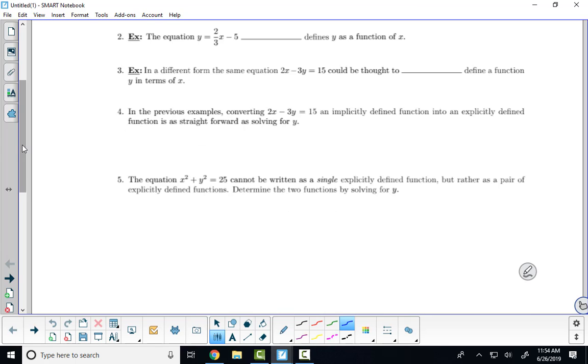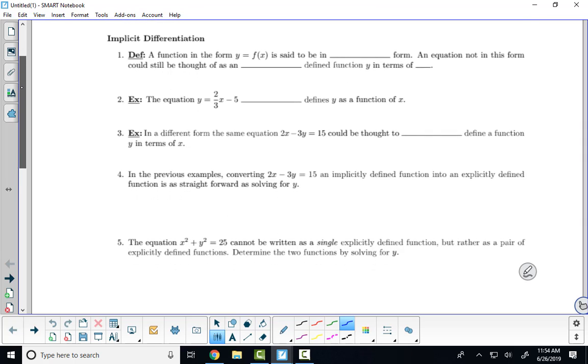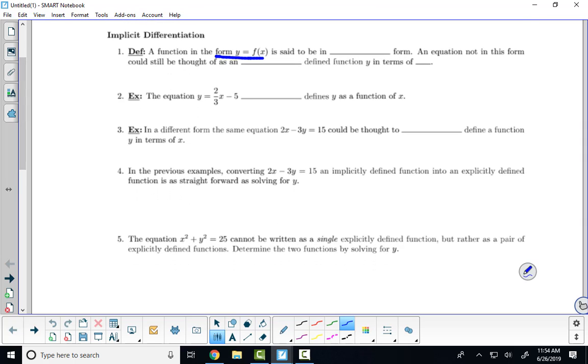So, let's take a look here. If a function is in the form y equals f of x, then we're going to say that that function is in explicit form. Okay. Explicit form. An equation not in that form could still be thought of as an implicitly defined function of y in terms of the variable x. Okay, so we're going to introduce this vocabulary here: explicit functions versus implicit functions.